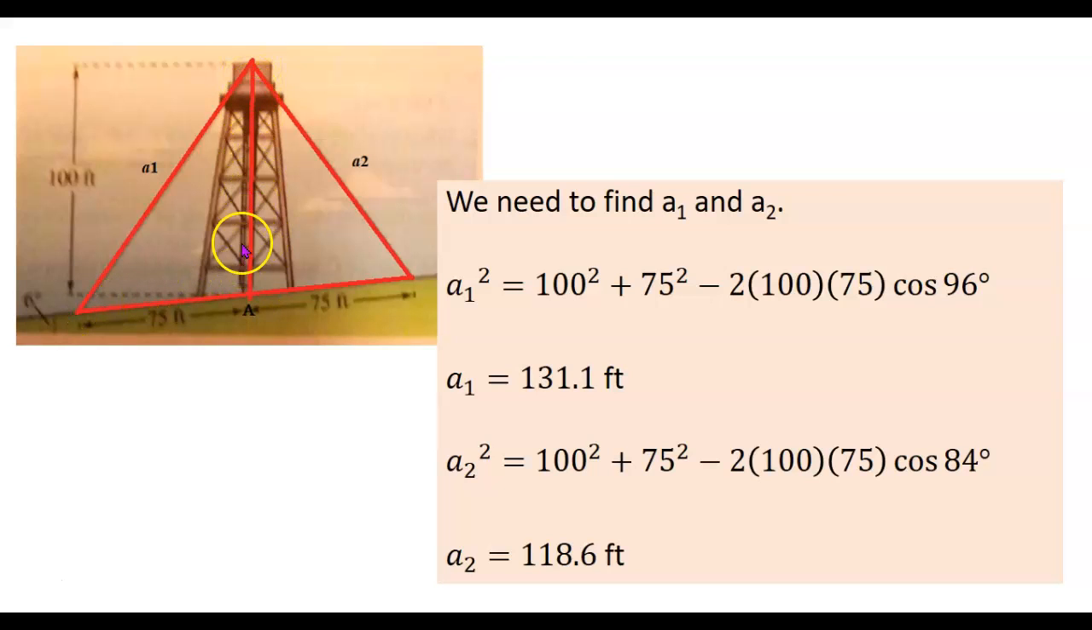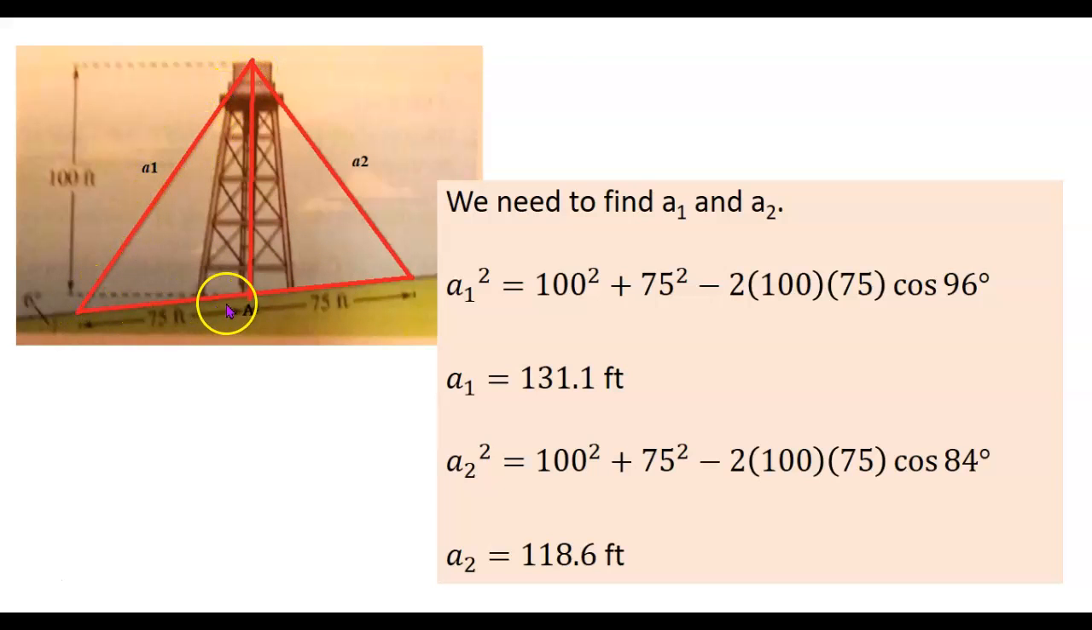And if the tower were straight up and down, then this would be a 90-degree angle. And in that case, we could use the Pythagorean theorem to find the hypotenuse of that right triangle. We'd have 75 squared plus 100 squared equals whatever this is squared. In fact, it would turn out to be 125 feet. But it's not quite a right angle. It's 6 degrees more than that on this side, and then on the other side, in the other triangle, it's 6 degrees less than that.